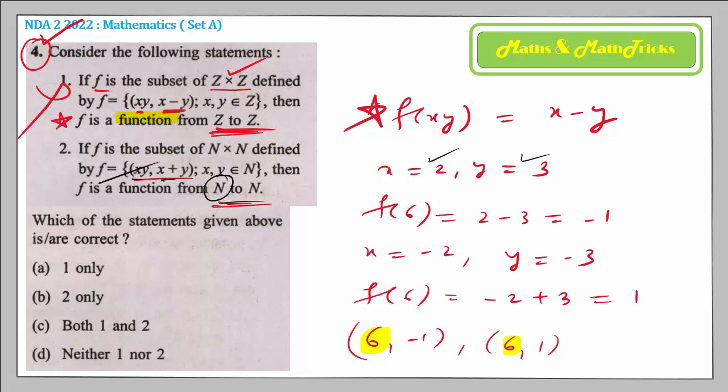I'll clarify it. So yes, statement 2 is correct. So what is the right answer for this particular question? Option number B. Alright, coming on to the next question now.